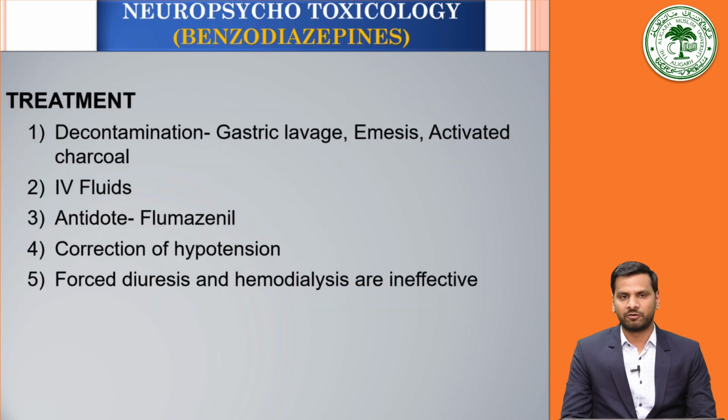Coming to the treatment part of benzodiazepine poisoning. First of all, decontamination with the help of gastric lavage, emesis along with activated charcoal. Other than decontamination, we have to give intravenous fluids. The antidote for benzodiazepine poisoning is flumazenil. Then other than that, we have to correct the hypotension, and along with it, forced diuresis and hemodialysis are ineffective.